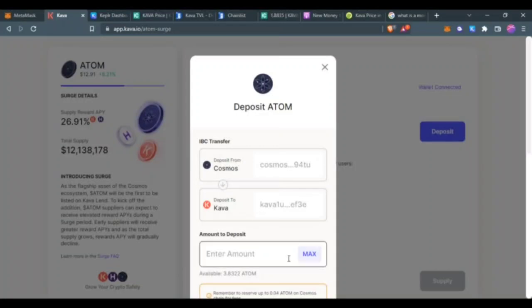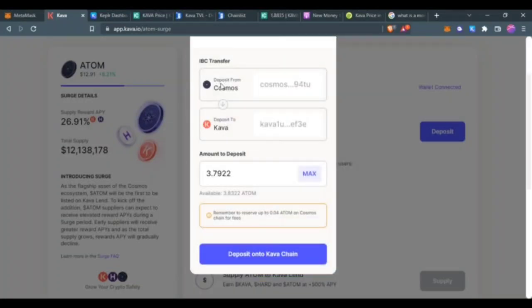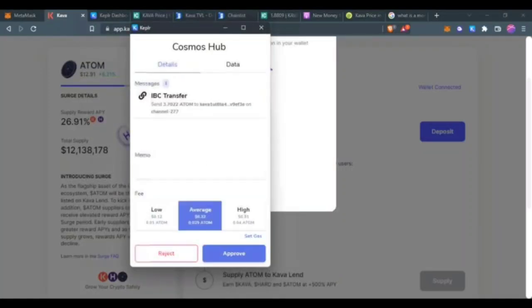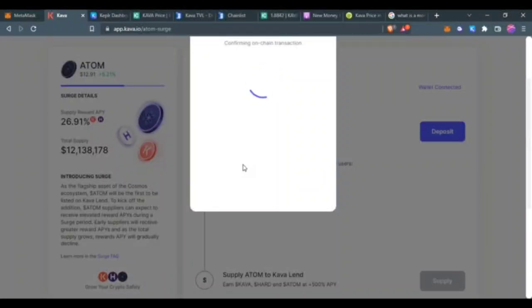And let's do the max amount, and we're going from Cosmos to Kava. Remember to reserve up to 0.04 Atom on the Cosmos side for fees. Okay, there we go. So now we're doing an on-chain transaction and a cross-chain transfer from one network to the next, going from Cosmos to Kava.